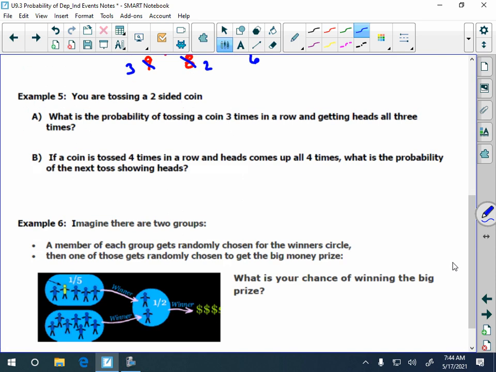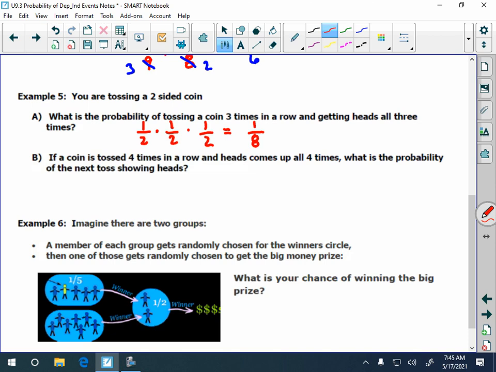All right, example 5, you're tossing a two-sided coin. What's the probability of tossing a coin 3 times in a row and getting heads all 3 times? All right, so the probability of getting heads the first time is a 1 out of 2 chance. Probability of getting heads on the second flip, a 1 out of 2 chance. And probability of getting heads on the third one is 1 out of 2 chance. So these are all independent of each other. So we just multiply across, 1 out of 8.